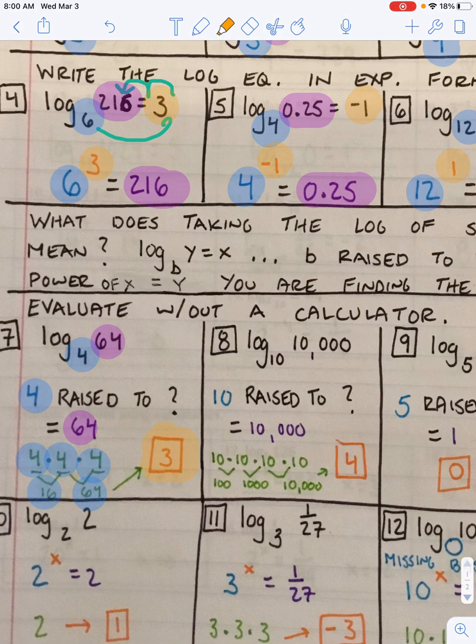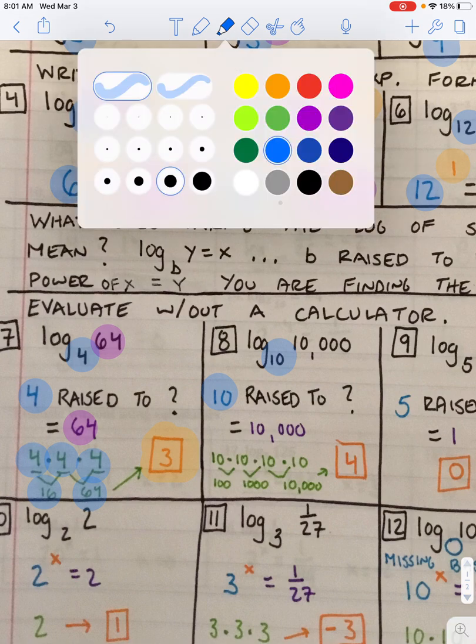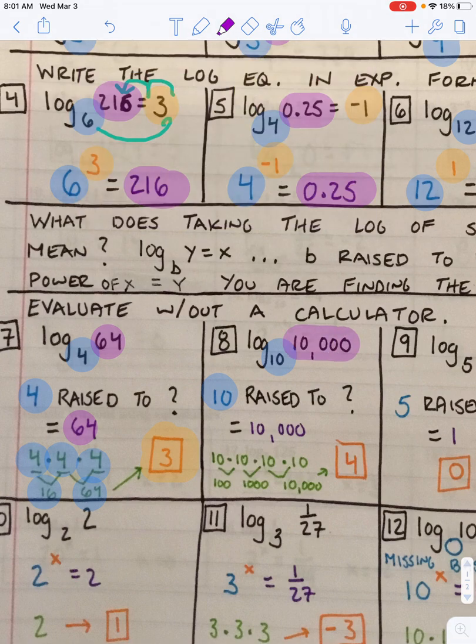For example 8, we have log base 10 of 10,000. So two things here important. First of all, this base of 10 usually is not written. So I'll show you another one where it's not written. If nothing is written, you know it's a 10. So 10 raised to what power will give us 10,000?